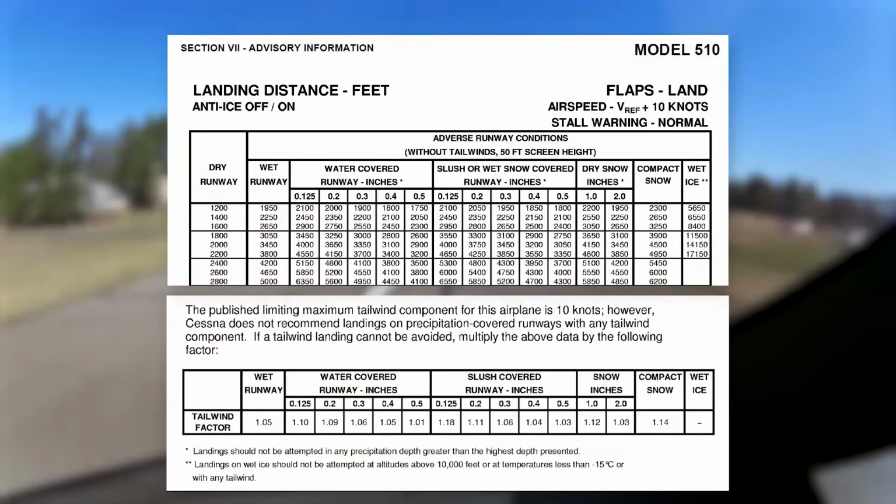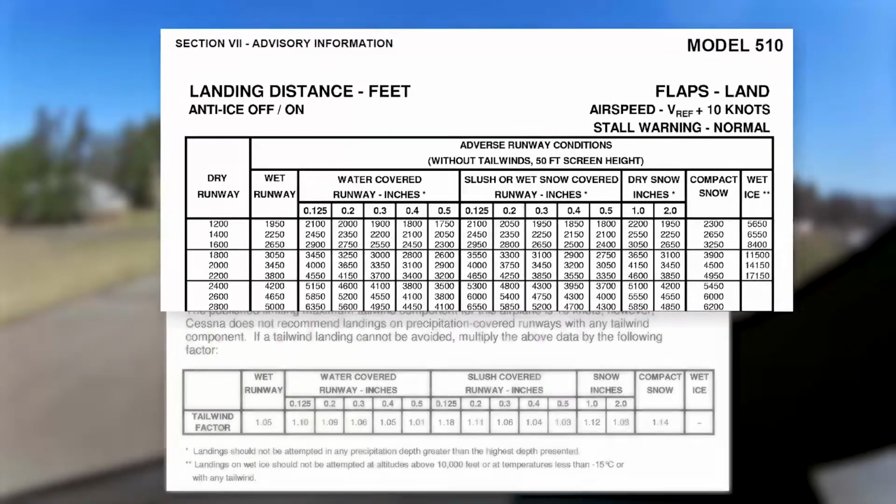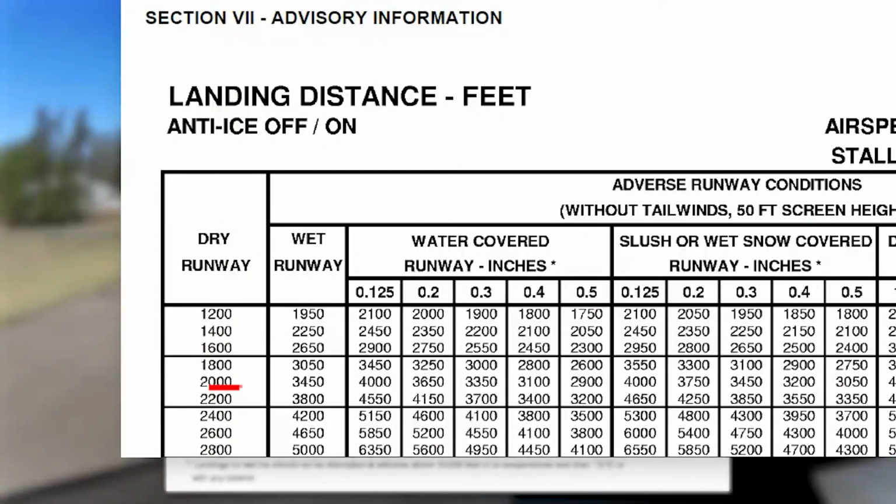An important thing to consider when determining your landing distance required is what the conditions will be at your time of arrival. If the runway is wet or contaminated, you'll need to add the required distance. For example, this chart shows 2,200 feet for a dry runway, 3,800 feet for a wet runway, and 4,550 feet for a runway with 1/8 inch standing water.